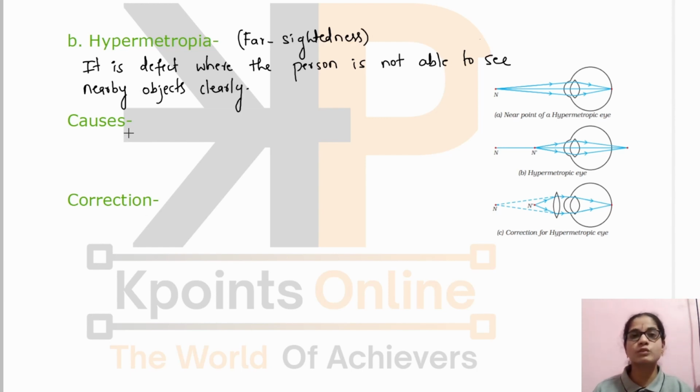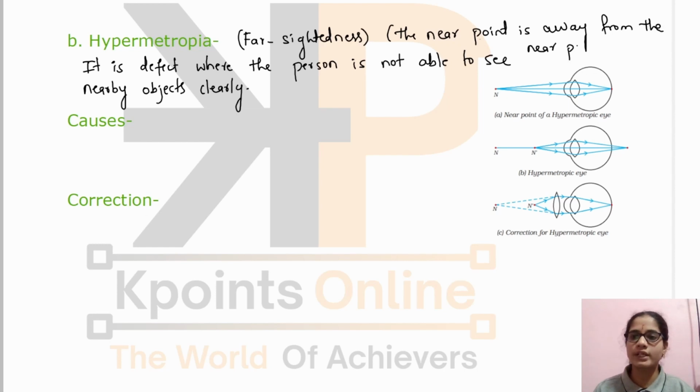And for persons who are suffering from hypermetropia, the near point of the eye is away from the near point of a normal eye. So what happens here? The focal length will increase, which causes the image to be formed behind the retina.